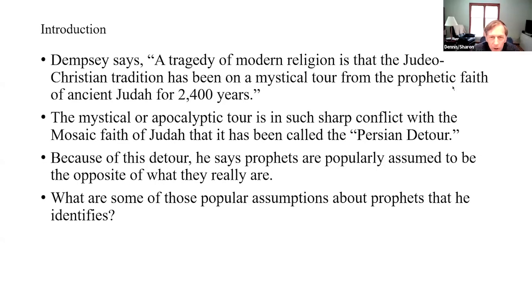Okay, well, we're going to get into some of these variations, different strands, and how they might change our thinking. So Dempsey says, this is a quote from him: "A tragedy of modern religion is that the Judeo-Christian tradition has been on a mystical tour from the prophetic faith of ancient Judah for 2,400 years." And he says this tour is in such conflict with the Mosaic faith that it's been called the Persian detour. And because of this detour, he says, some of our ideas that even today we think about prophets are the opposite of what the prophets really were or really are. So he lists in his introduction some of those popular assumptions about the prophets. What are some that come to your mind?